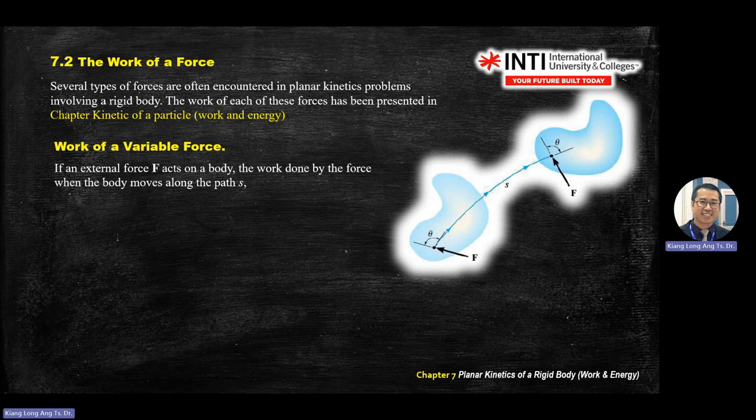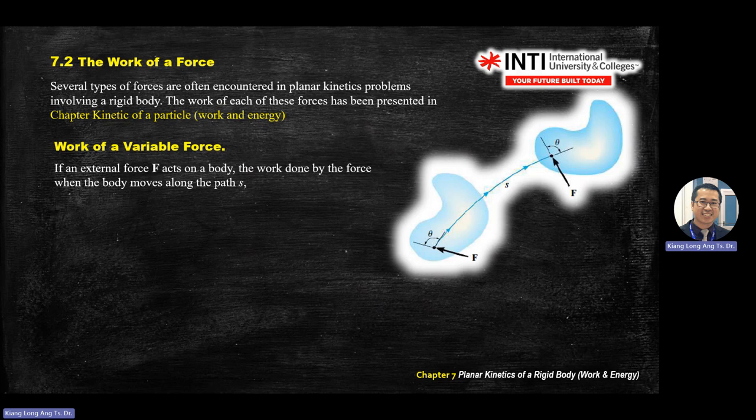Second type of work, when you have a moment, you take the moment multiplied by the angle. Same, when they are both in the same direction, you get positive work. When you have different directions, one going anti-clockwise and one clockwise, you get negative work, same as the force principle. So there are only two mechanisms that can create work. If you have force multiplied by the distance, you get work. And if you have a moment, you take the moment multiplied by the change of angle, you get work also.